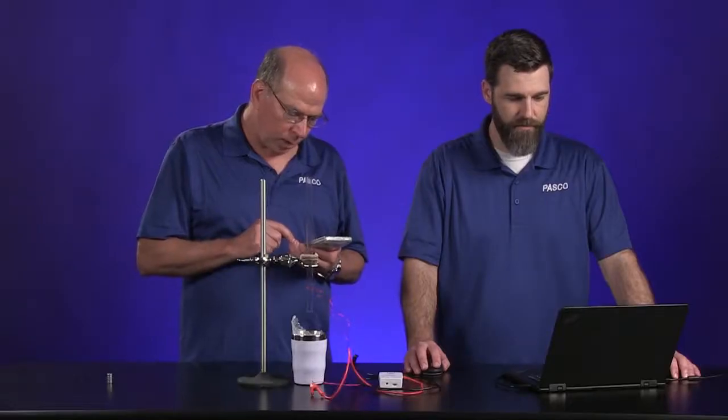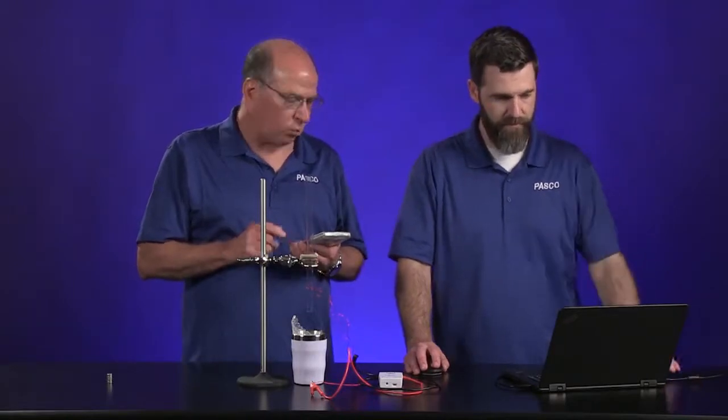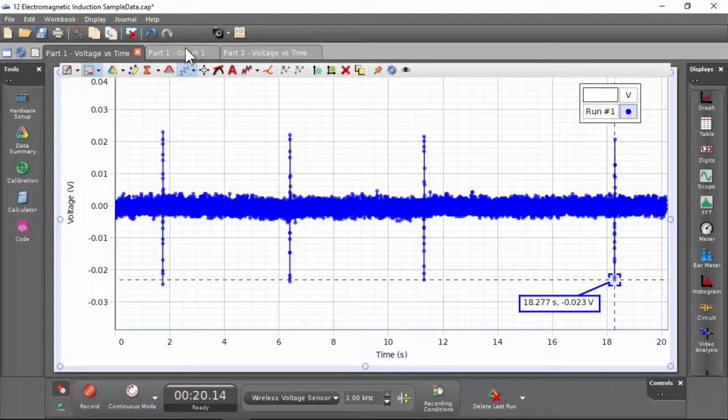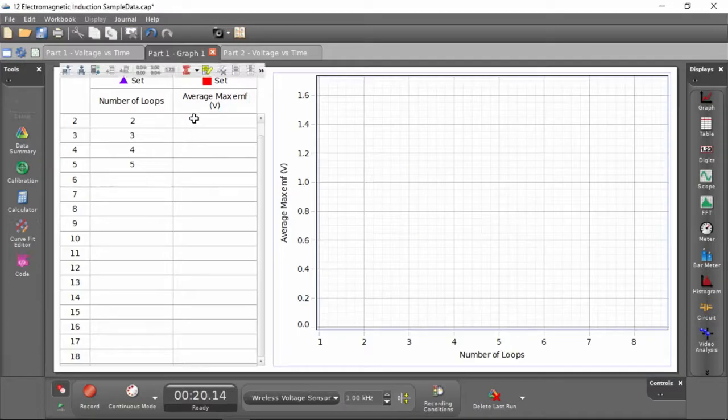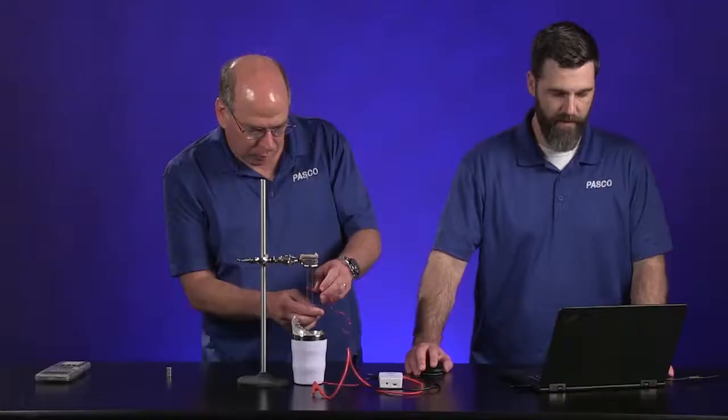Okay, so you could probably guess that average. And so it's 0.0235. Okay, so I think we have a data table set up for that. That's right. And so we've got a data table that shows number of loops and whatever the average is that we just calculated. And so for one loop, our average was 0.0235. Right? Yeah, that's probably, since it's 5, we'll put that extra place there.